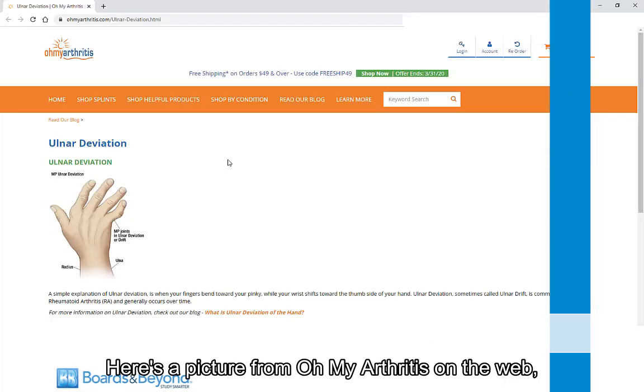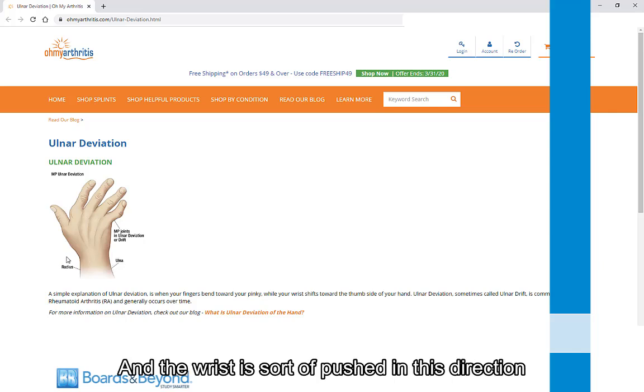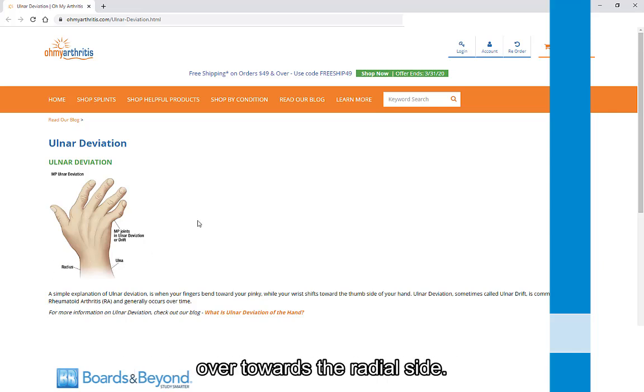Here's a picture from Oh My Arthritis on the web, and you can see that the fingers are deviated towards the ulnar side and the wrist is sort of pushed in this direction over towards the radial side. That's ulnar deviation of the fingers, seen in severe rheumatoid arthritis.